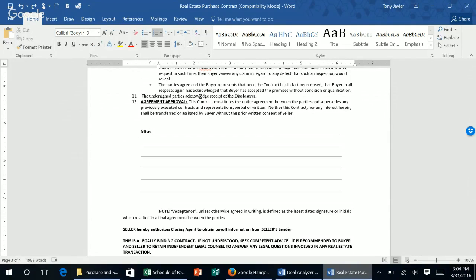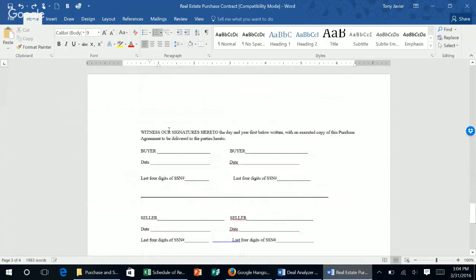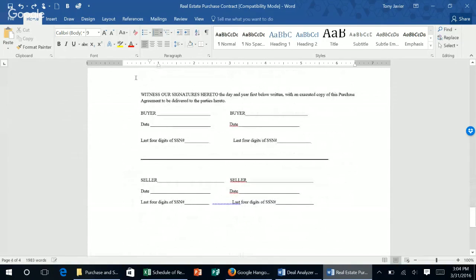And the inspection period allows you to do that. Okay, so I just wanted to throw that in there. And here's a few more things legally that we put in our contracts. You get the buyer to sign, date, and put the last 4 digits of their social, so you can match it up with title work. Same thing for yourself.